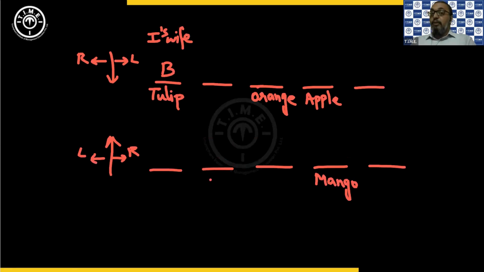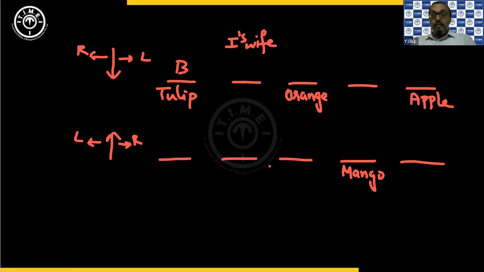However, in this case, between tulip and orange, you can have iris or kiwi. And in the last also, after apple, you can have iris or kiwi, because I don't know who comes where. So we'll wait for that. Here, again, I can give I's wife as iris, and opposite I can have kiwi. That's the only possibility again in this case.